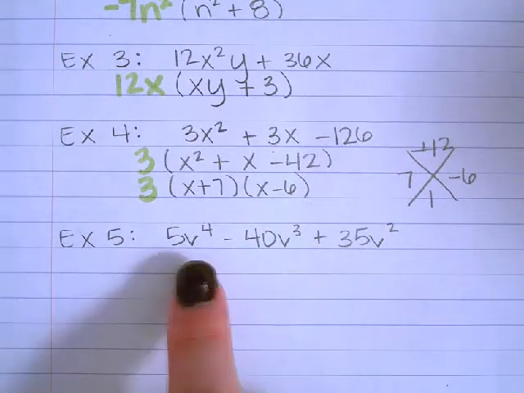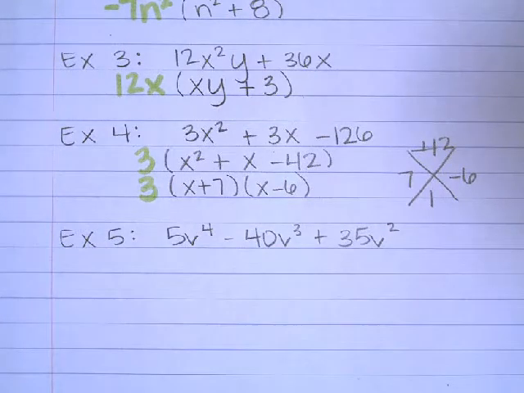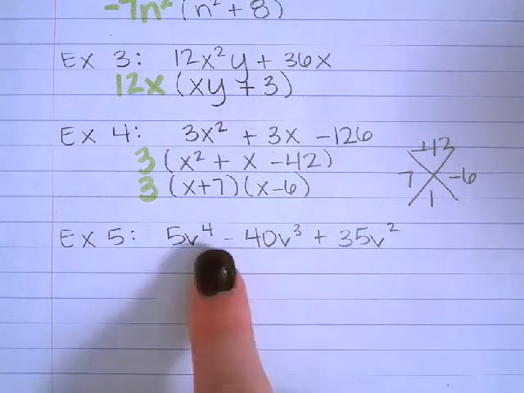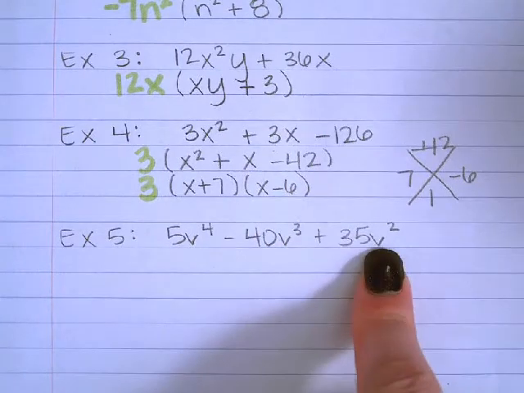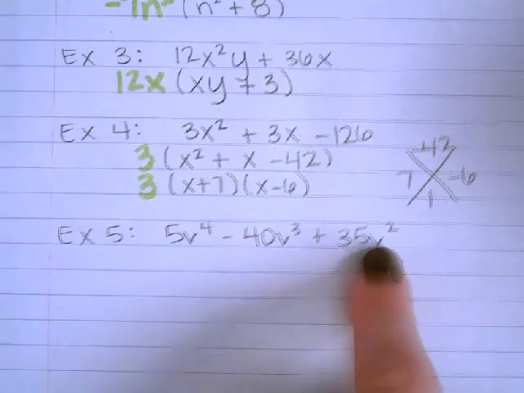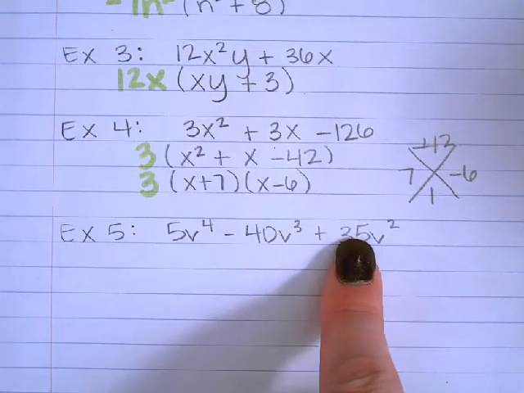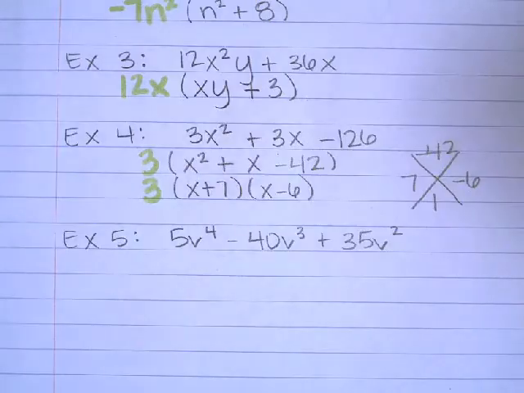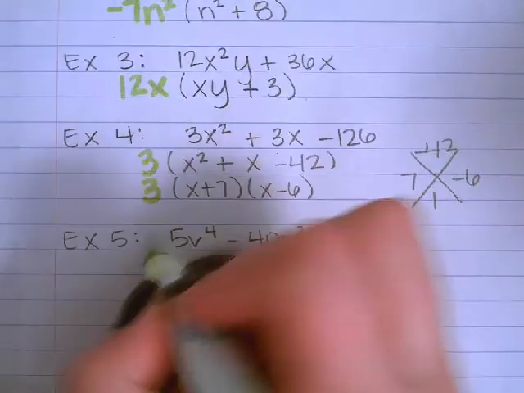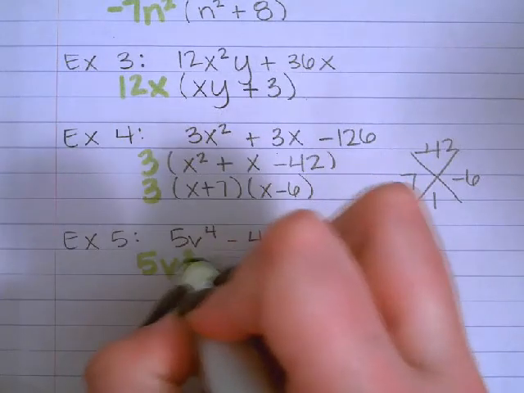So if you look at this, they all have v's in them, which means that v is a GCF, and in fact, the smallest exponent of v is v squared. So v squared is the GCF. And then if I look at the numbers, I can see that they're all multiples of 5. So 5 is also part of the GCF. So I'm going to write 5. The smallest exponent of v is v squared.